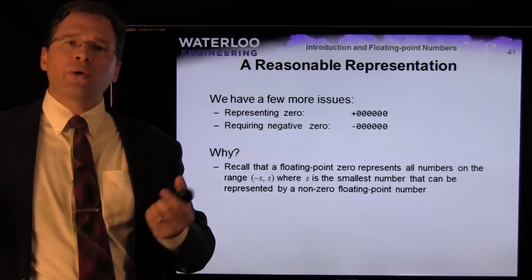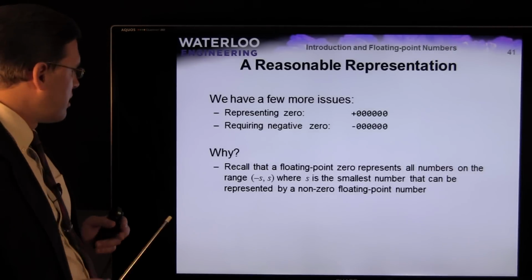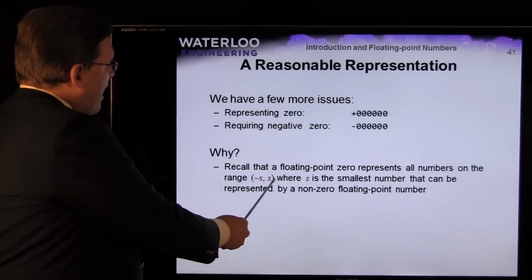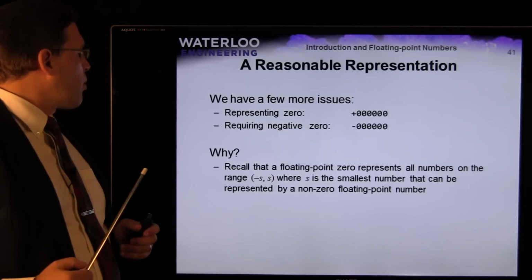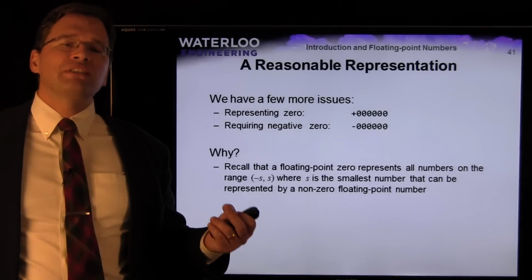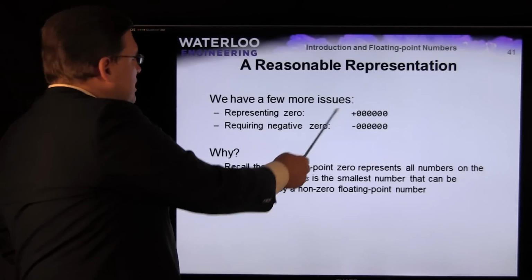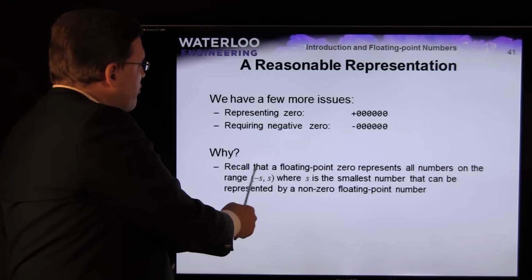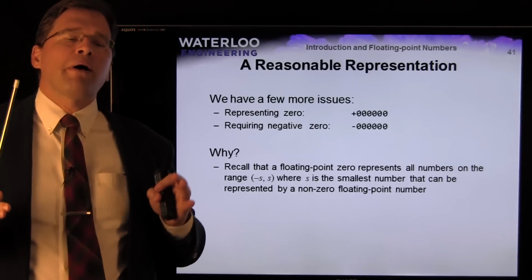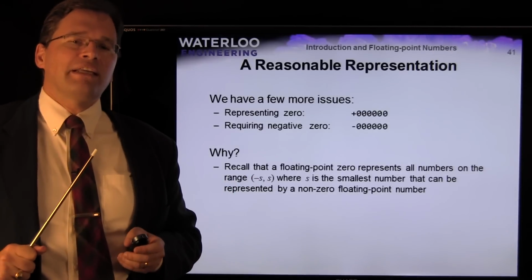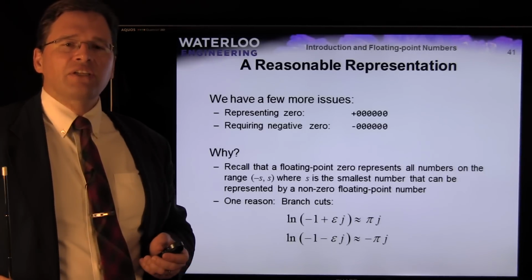We want positive 0 and negative 0, because remember, these don't represent 0. 0 represents every number on the range from negative s to s, where s is the smallest number that can be represented by a non-zero floating point representation. So 0 does not represent just a single value. It represents everything that's too small that can be represented by any other object in our representation. And this actually has serious consequences.